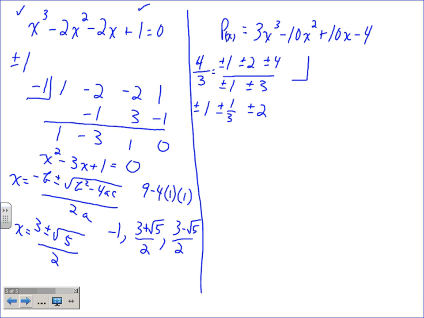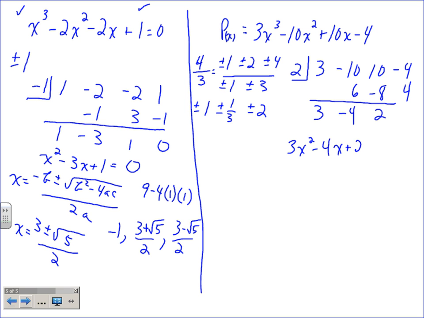It didn't fall right over 2, but who knows with calculators? Okay, so let's do 3, negative 10, 10, negative 4. We're using synthetic division. 2 times 3 is 6. We have negative 4. 2 times negative 4 is negative 8. 2, and 2 times 2 is 4. And yes, 2 is a 0. Now I have 3x squared minus 4x plus 2. This is called a depressed polynomial, by the way. We almost never use that vocab, but this is not going to factor. I'm going to tell you right now, it will not factor.